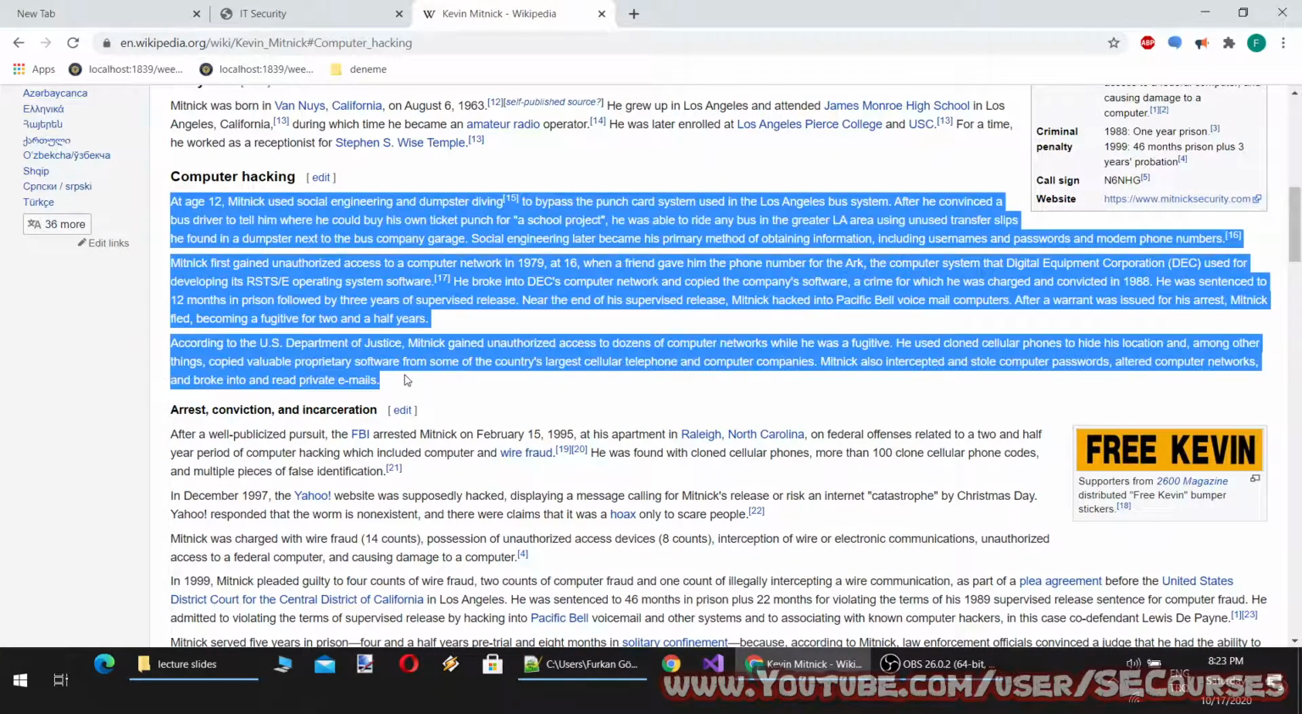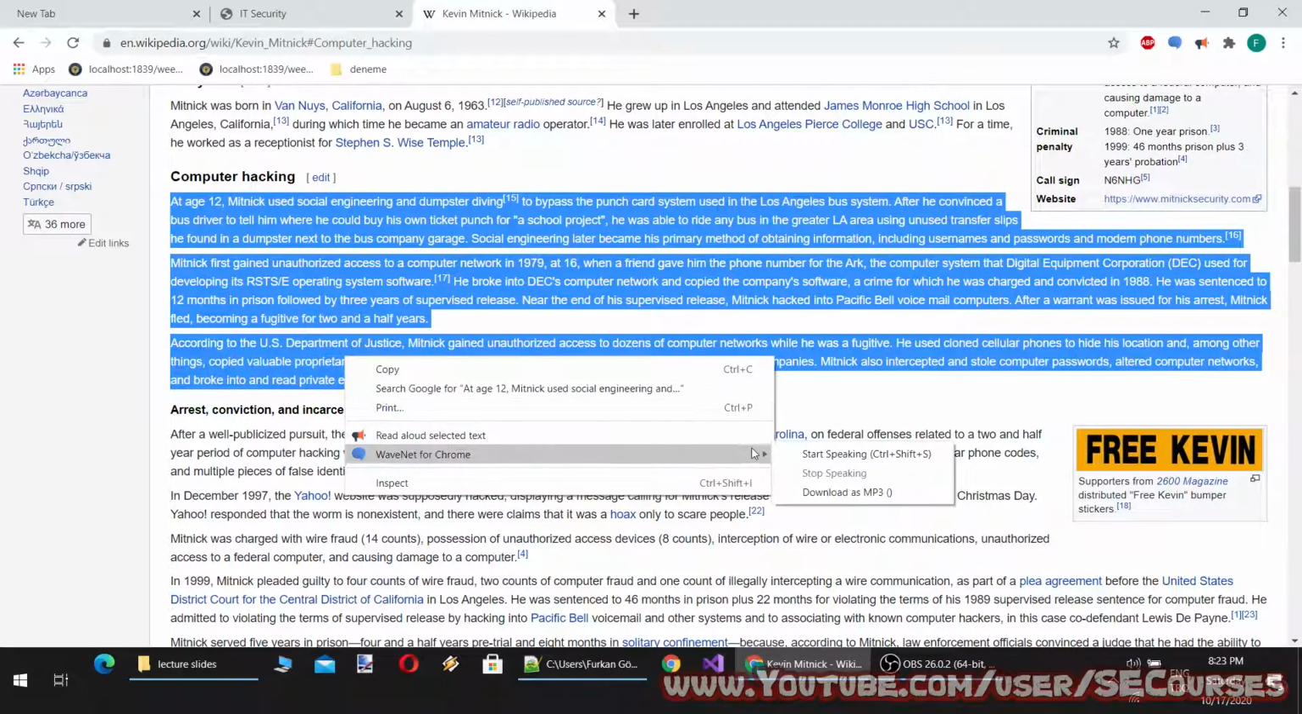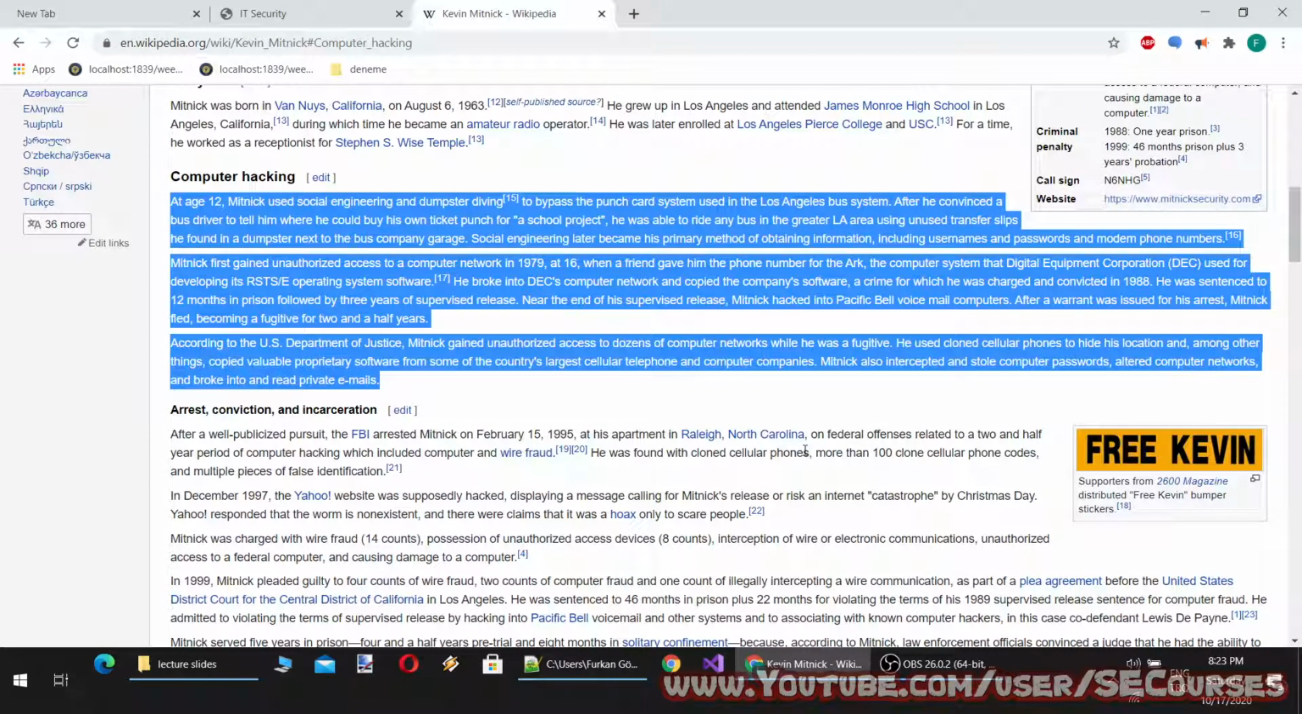Let's read his hacking. At age 12, Mitnick used social engineering and dumpster diving to bypass the punch card system used in the Los Angeles bus system. After he convinced a bus driver to tell him where he could buy his own ticket punch for a school project, he was able to ride any bus in the greater LA area using unused transfer slips he found in a dumpster next to the bus company garage. Social engineering later became his primary method of obtaining information, including usernames and passwords and modem phone numbers.